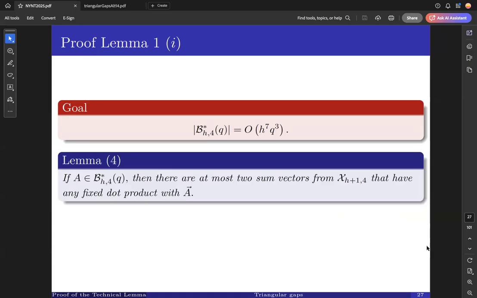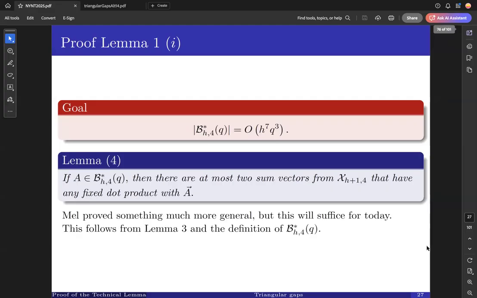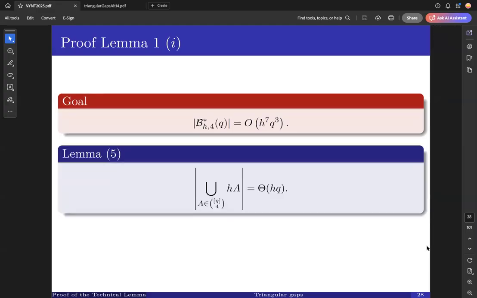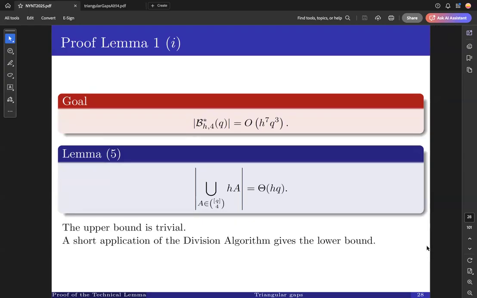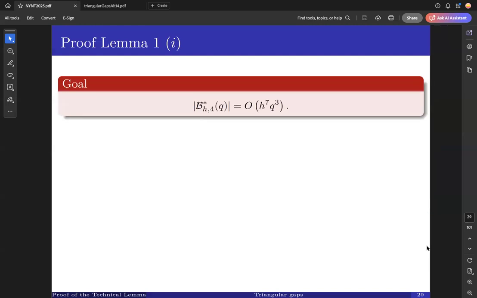So I wrote this lemma, and actually Mel wrote a shorter, clearer, more general version of this lemma. But a corollary of the lemma says if I have something in BH star, then there are at most two sum vectors that have a fixed dot product. And this is something about how many distinct dot products are possible. It actually requires a little bit of work to show. So the upper bound is trivial, but the lower bound requires maybe a little bit of thinking.